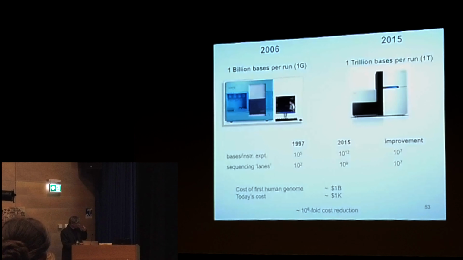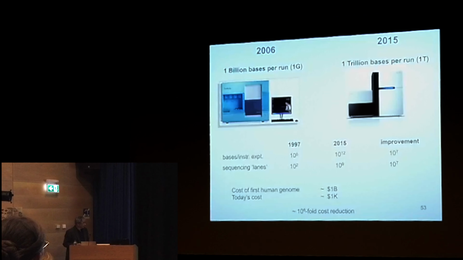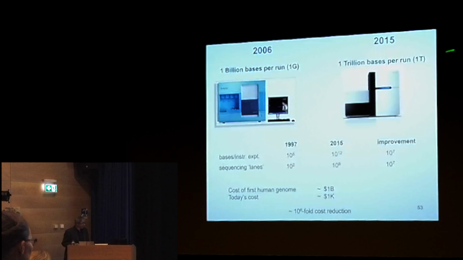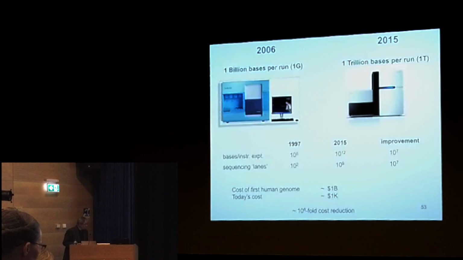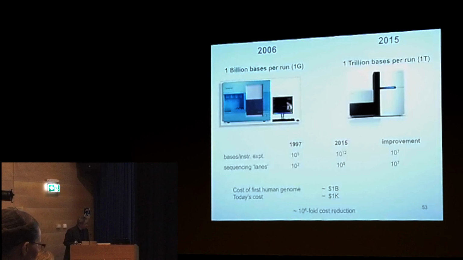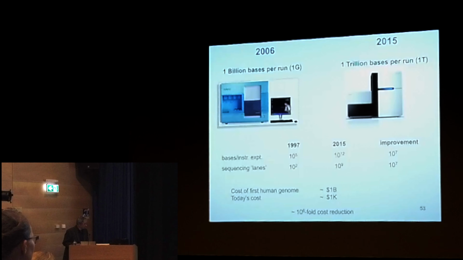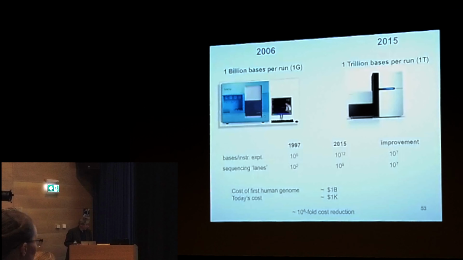So this is what the early instrument looked like that Solexa first put out in 2006, which could do a billion bases per run. In 2015, it can do 1 trillion bases per run. And so we've gone from 1997, the Sanger-based method, where we had 10 to the 5 bases per instrument, to 2015, where we can do 10 to the 12 bases per instrument. So that's an improvement of a factor of 10 to the 7.